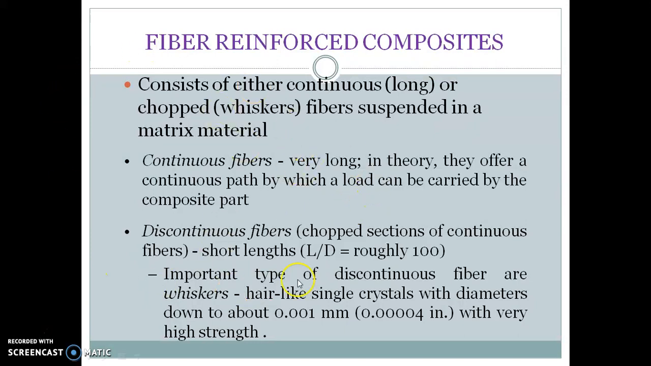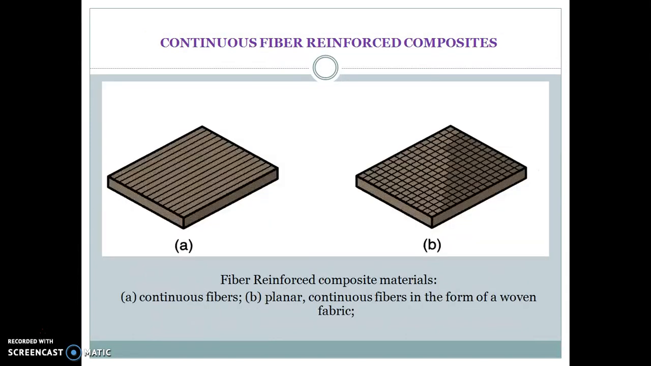An important type of discontinuous fiber is the whisker. The diameters may be 0.001 to 0.00004 inches, with very high strength. These are some examples of continuous fibers.